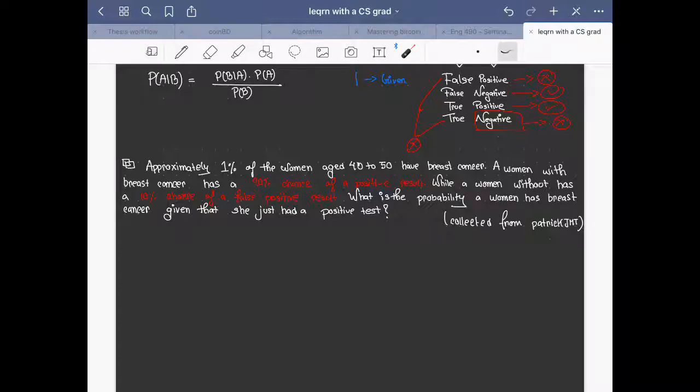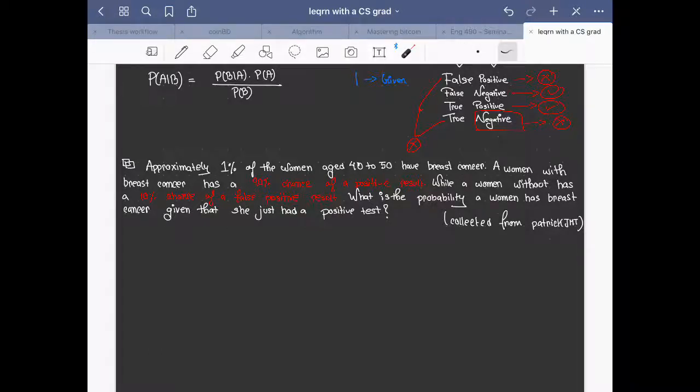Anyway, the question says approximately 1% of women aged 40 to 50 have breast cancer. So there are a lot of statistics here. I don't know if they're correct or not. Moving on, a woman with breast cancer has a 90% chance of a positive result. So if the person has cancer and the test is positive, there's a 90% chance of that situation, while a woman without has a 10% chance of a false positive result. So the woman doesn't have cancer, but the results say she does. So there's a 10% chance of that happening.